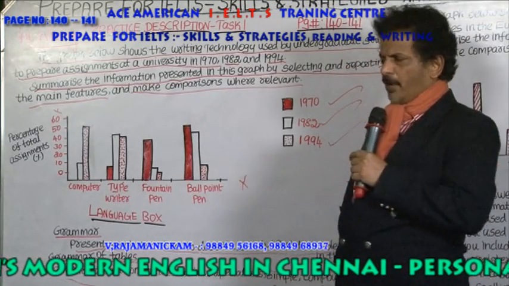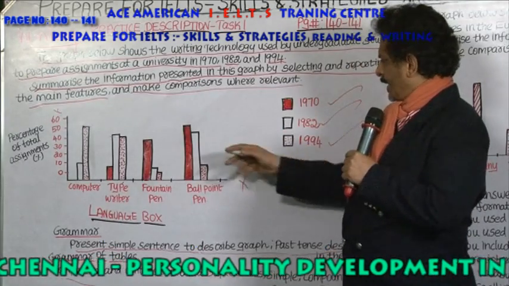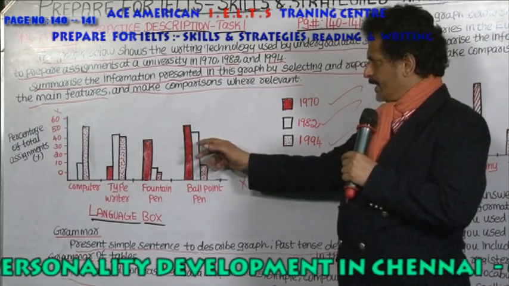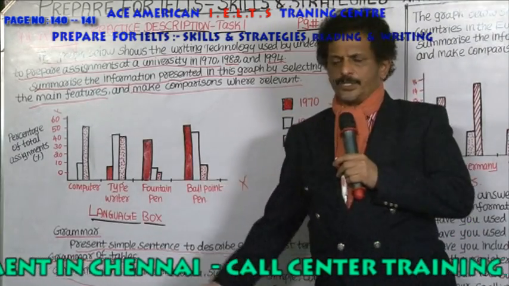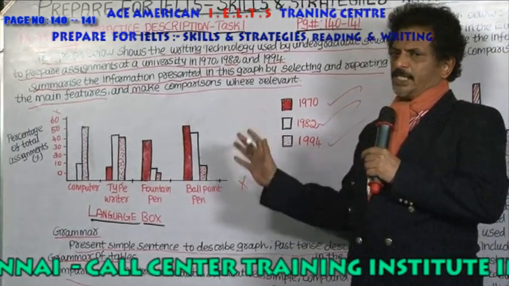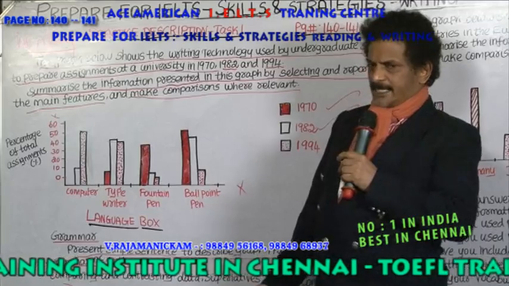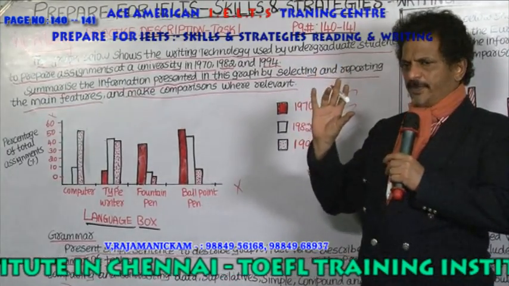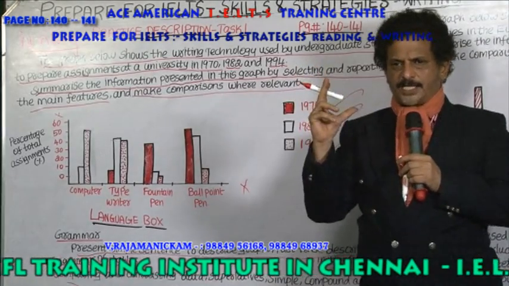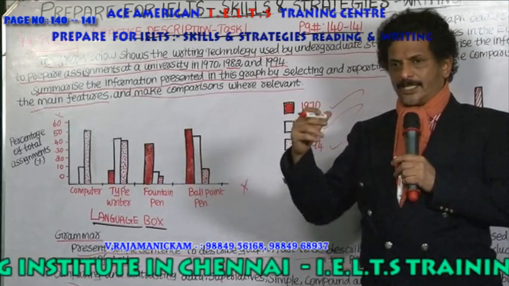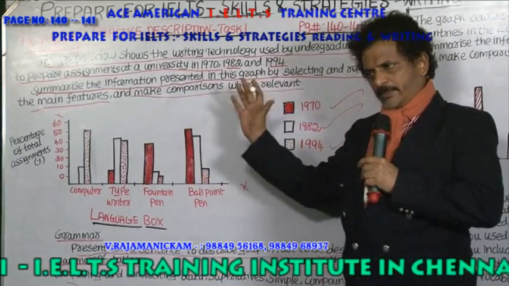Now coming here, ballpoint. The ballpoint used to write the assignments is nearly 50%. And in 1982, ballpoint is used almost 42 or 45. In 1994, it is almost 10. So this is the total assignments by different writing technologies given here in this graph. So you have to write and summarize using nearly 150 words. To describe, you use present tense; to tell about the past data, you use the past tense, with simple, compound and complex sentences, with an introduction and a conclusion. Hope you are able to get it very clearly.